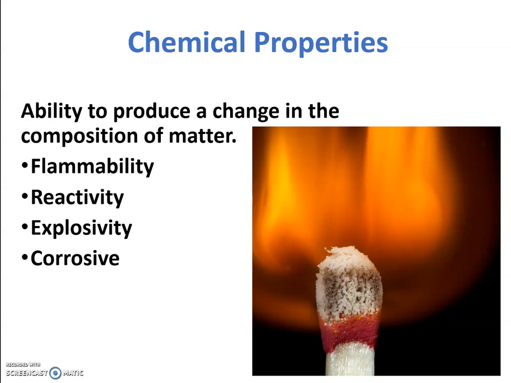Explosivity, how well is it to explode? And then corrosiveness, does it tarnish? Does it rust easily? Those are what we call chemical properties. And the reason why those are chemical properties, when those four things happen, you are changing the substance into something brand new. So if I, for example, light plastic on fire, that's a chemical change. But if I just melt plastic, that's a physical change. And so we want to make sure that we're able to separate these different types of properties.